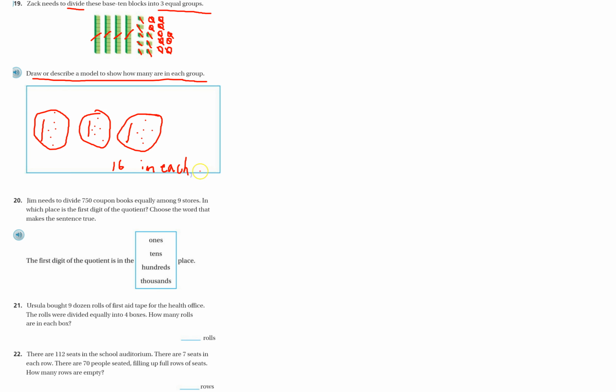Now, I want to double check my answer because you guys know I occasionally will make a mistake. So let me just double check this. I started with 10, 20, 30, 40, or excuse me, 40, 41, 42, 43, 44, 45, 46, 47, 48. I started with 48, and I was dividing by 3.